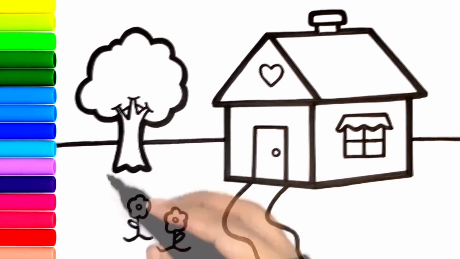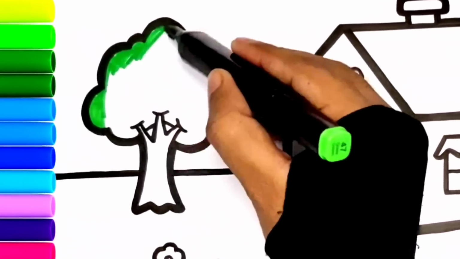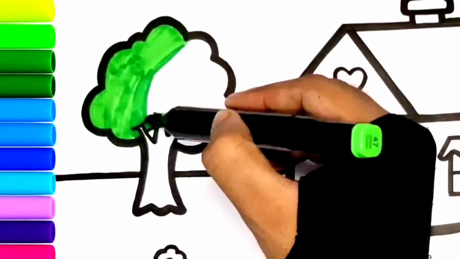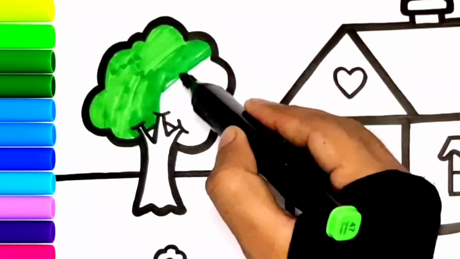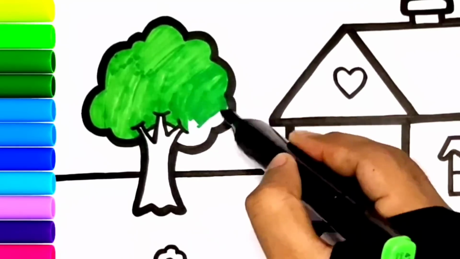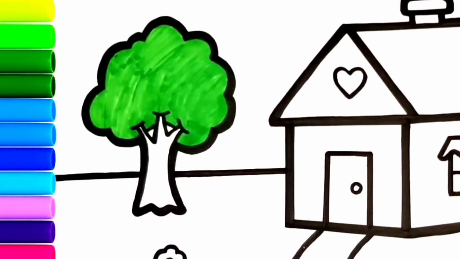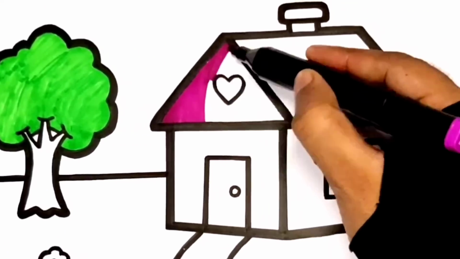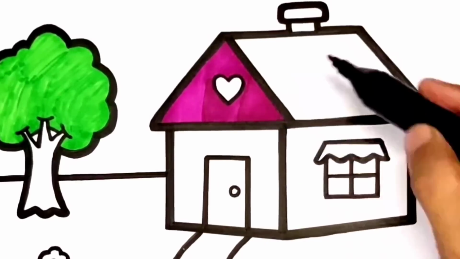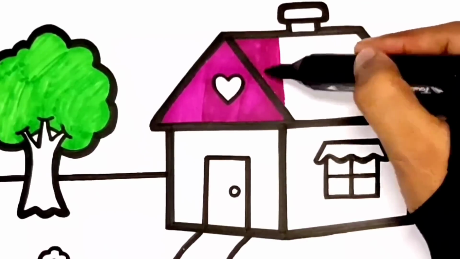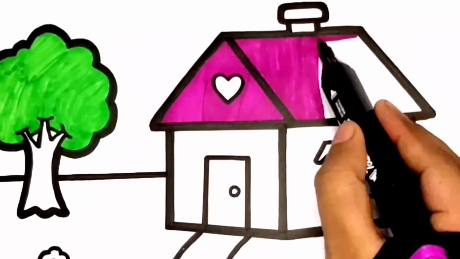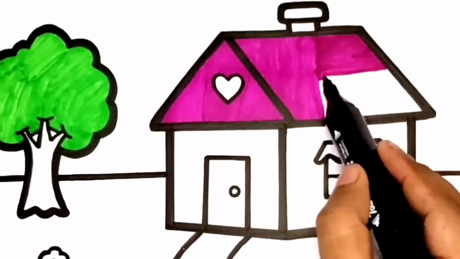Let's start coloring. Green color. We are coloring this tree green. I'm painting the roof of the house a beautiful purple color, so that the beauty of the house is very beautiful. Wow, that's great!